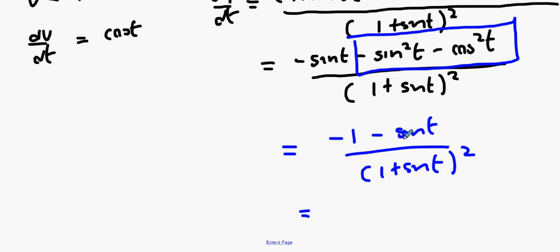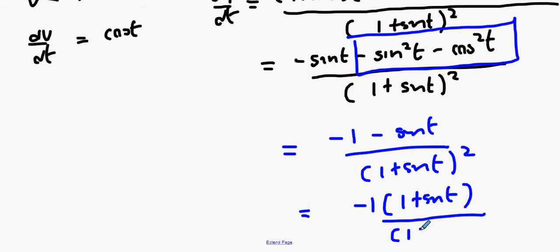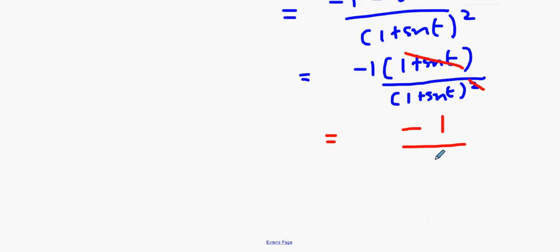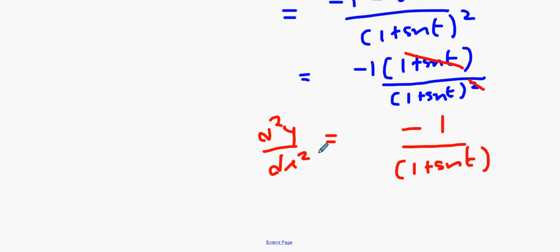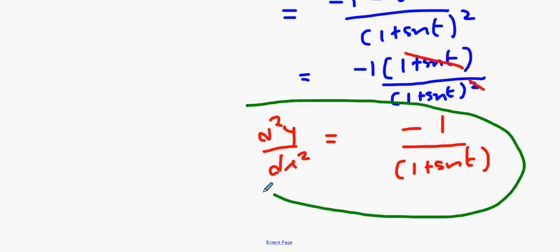Nearly. What happens if I factorize out minus 1? What do I get? And what do you know about that compared to the bottom? So what can I do? And what's left? Minus 1 over 1 plus sine t. Alright, I'm so far into this question I can't remember what I'm meant to be doing. So at this stage you go all the way back to the top, and we highlight this as our second derivative.